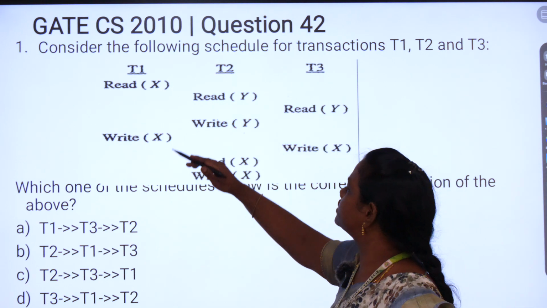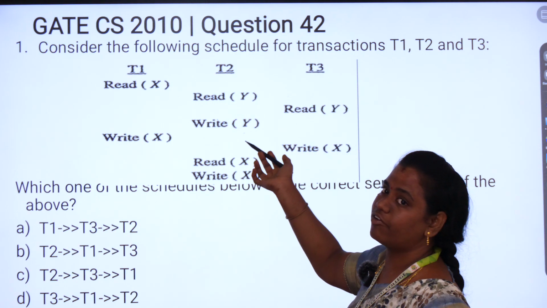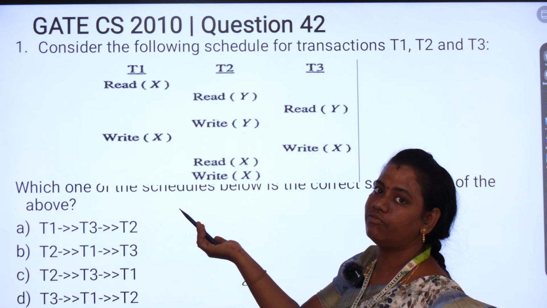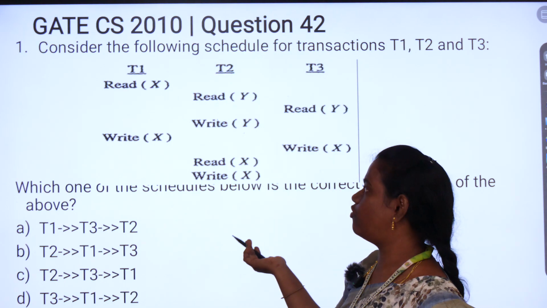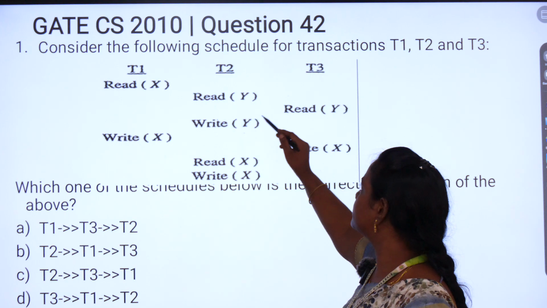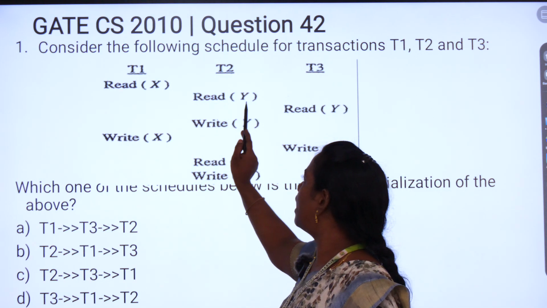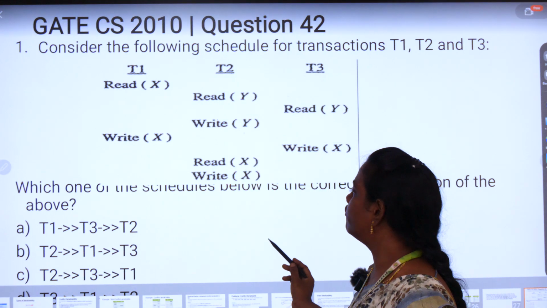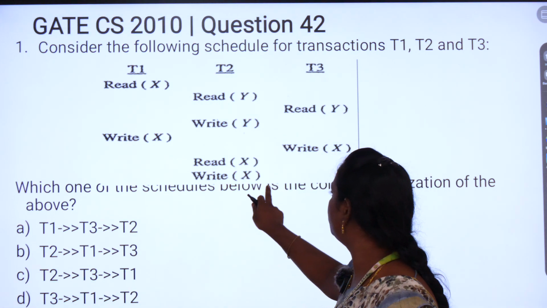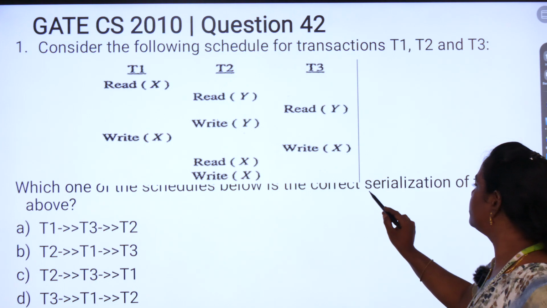Okay, here is your question. Here they have given the schedule directly in tabular form, so there is no need to convert the given schedule into tabular form. Totally there are 3 transactions performing operations on data X and Y. Here we are going to find which one of the schedules below is correctly serializable.